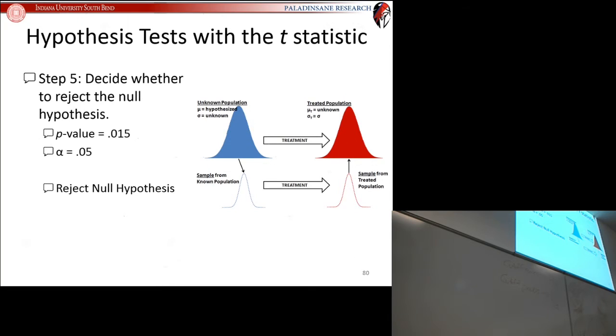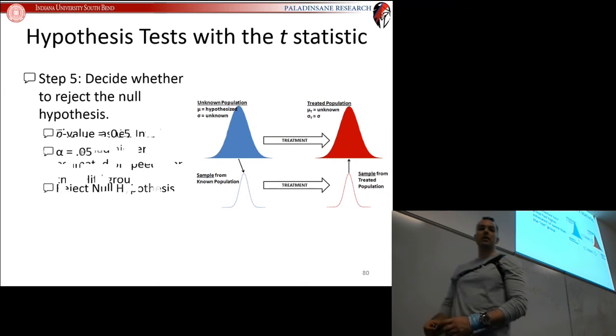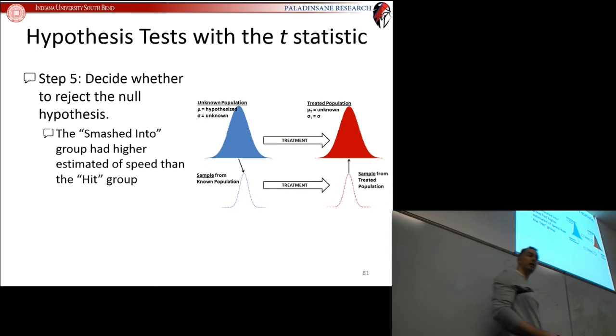So as it is, we can just compare directly. 0.015, that's the probability of our sample. 0.05, that is our cutoff probability. 0.015 is less than 0.05. So according to our decision tree, we reject the null hypothesis, we accept the research hypothesis, and as it turns out, the smashed into group did have higher estimates of speed than the hit group.